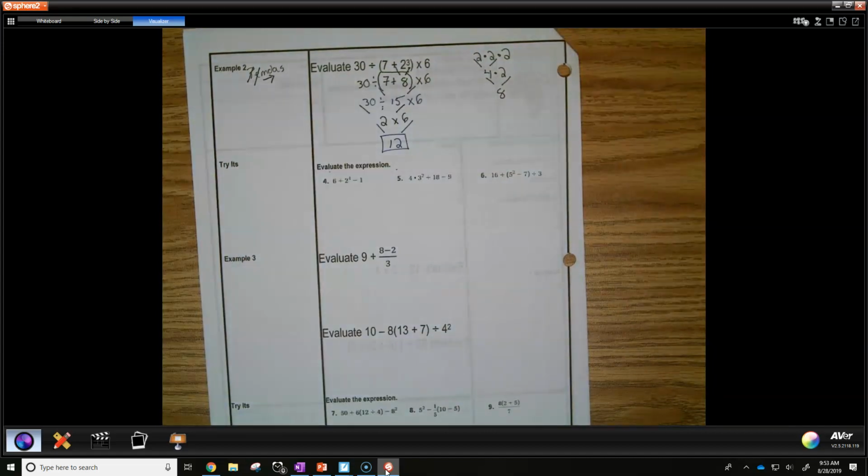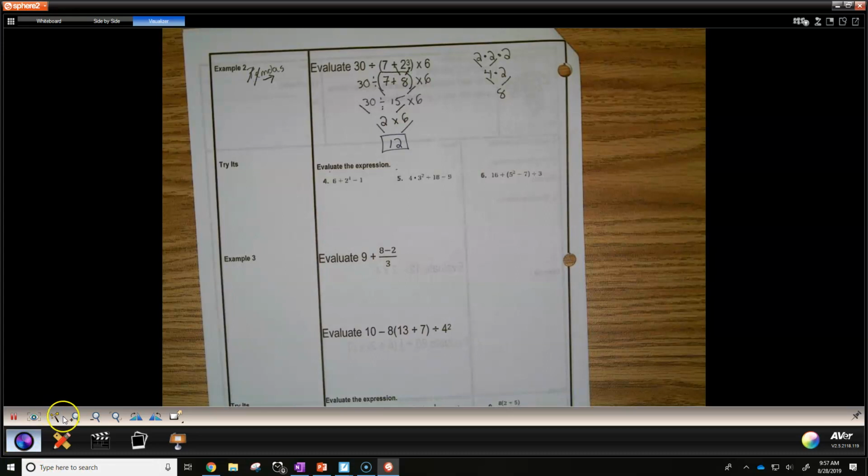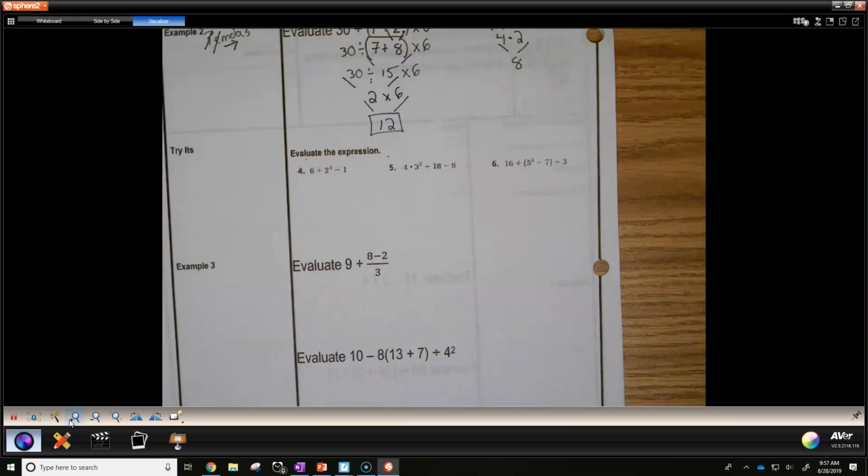Alright, same thing. Turn and work with your partners. Let's do 4, 5, and 6. Alright, back together. Even if we're not quite done, I like how you guys are working together. You're doing awesome. We're almost done with this lesson.